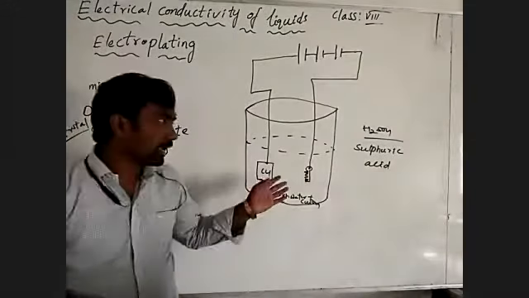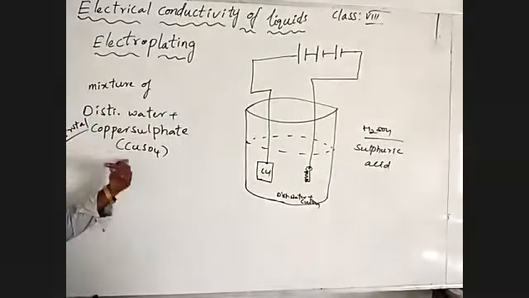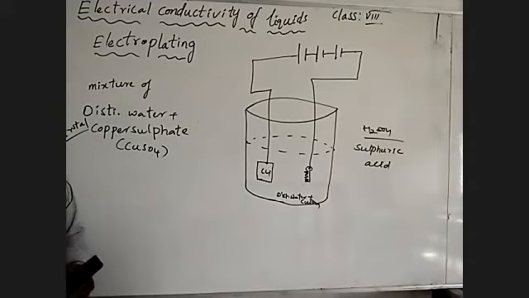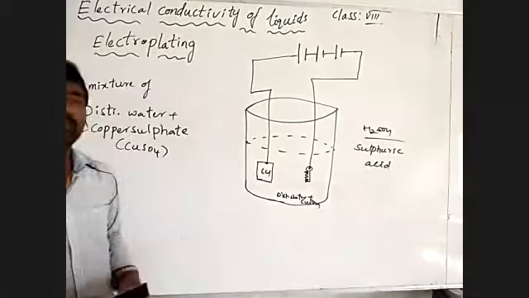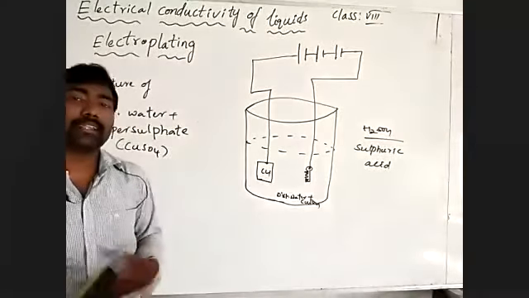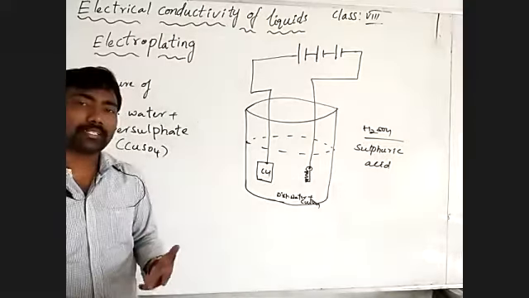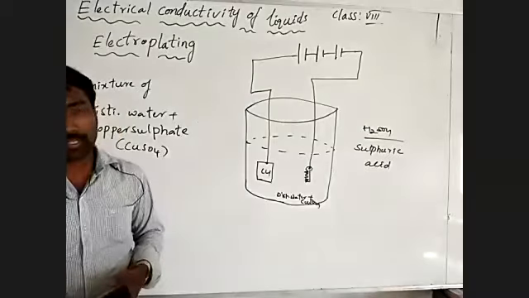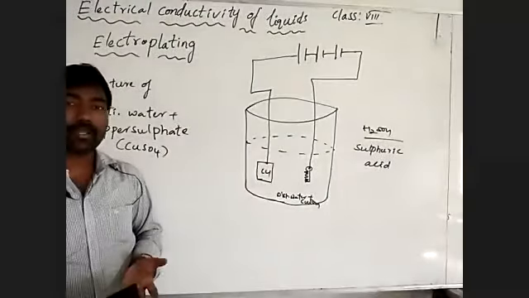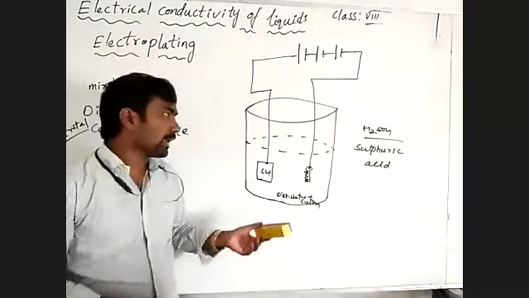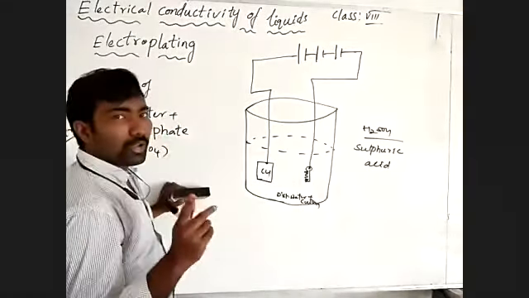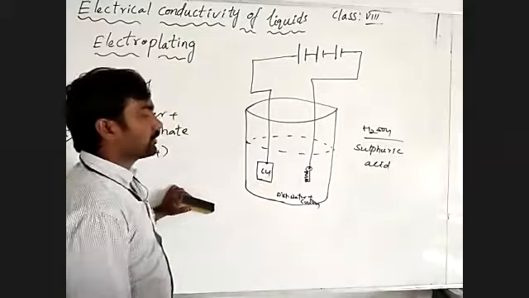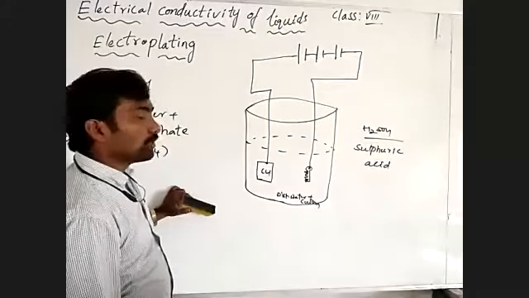Why are we adding that sulfuric acid? Generally, by adding copper sulfate into the water, it becomes an electrolyte. Then why do we want to add acid to that solution? Because to acidify it. By adding sulfuric acid, it becomes more reactive. It gives a faster reaction. It becomes a reagent. Understand? We add only a few drops, not too much.